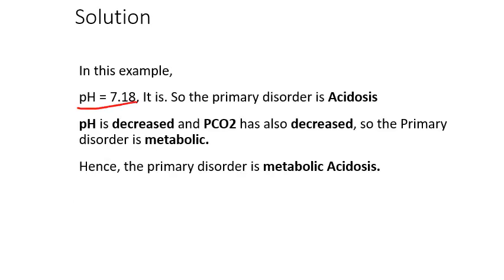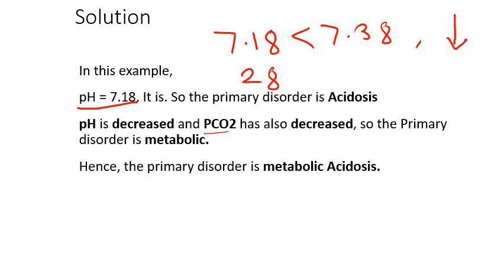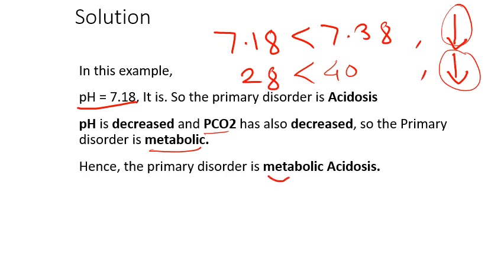In this case, pH is 7.18 and 7.18 is definitely less than 7.38, which tells us that the disorder is acidosis. The pH has decreased. So we look at PCO2. The value of PCO2 is 28, which is less than 40, which tells us that the PCO2 also has decreased. They change in the same direction, the pH decreases and the PCO2 also decreases, which tells us that it's a metabolic disorder. So the primary disorder automatically becomes metabolic acidosis.